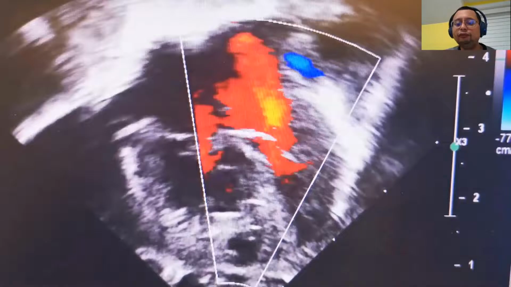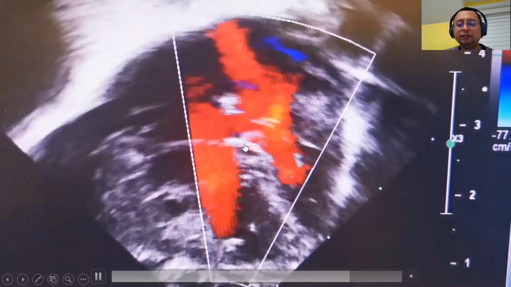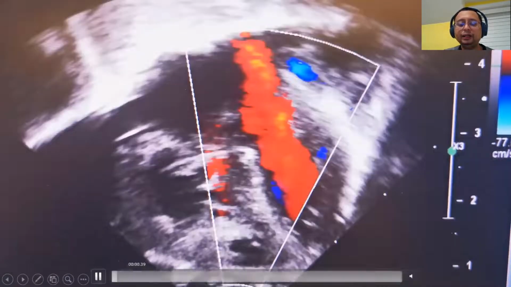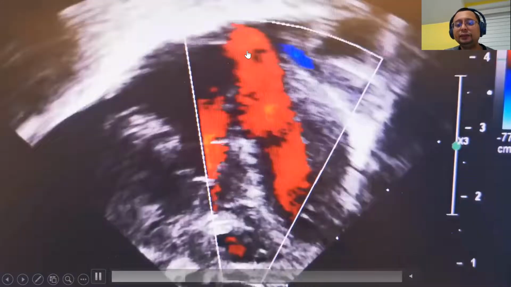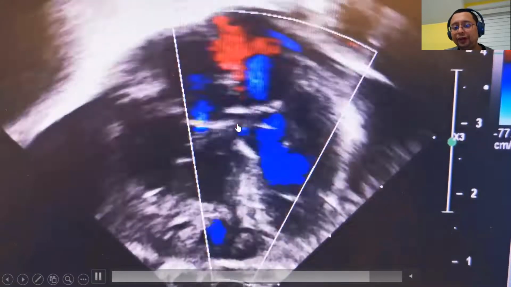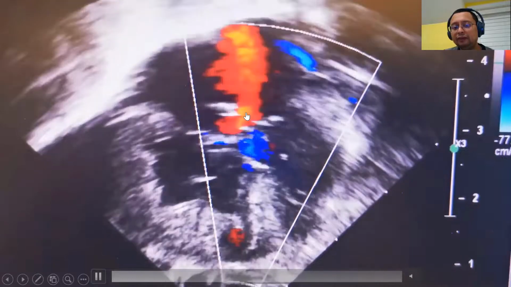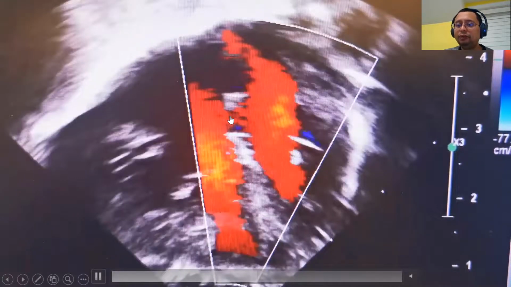So this is the view. You can see the left ventricle, right ventricle, left atrium, and right atrium there. As you can see here, you have red blood crossing from the left to the right side through the ASD primum.